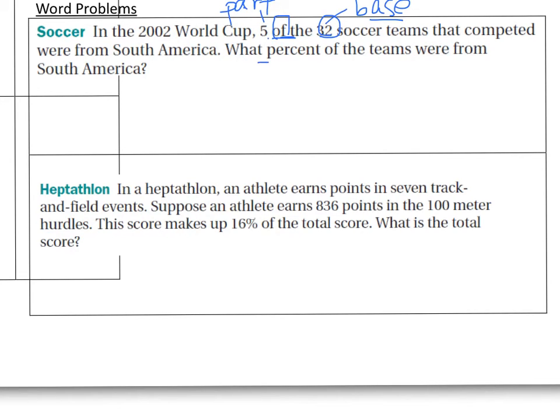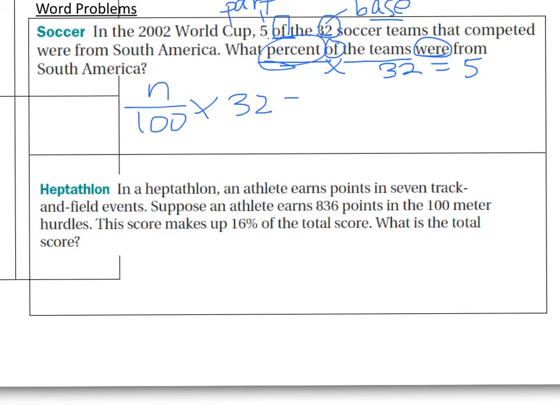So my question is, what percent of the teams, so there's 32 teams, and here is the past tense of is your equal sign, right? And of is your multiplication sign, from South America. So it's 5 here, okay? And we're looking for the percent. Okay, let's set the equation up. N over 100 times 32 is 5. Then we're looking for the percent.